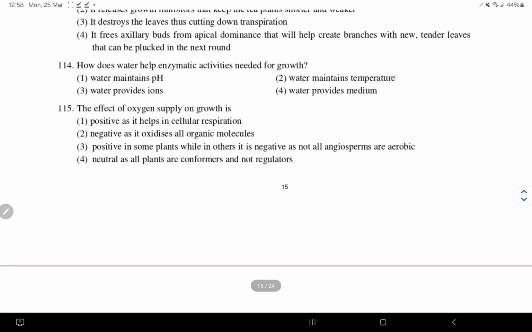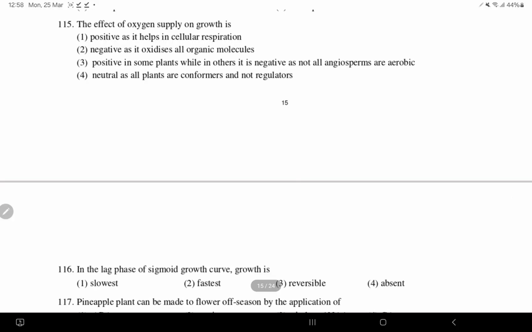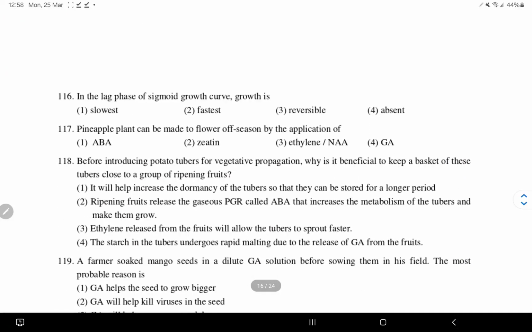How does water help in enzymatic activities needed for the growth? Water provides a medium, that is the appropriate answer. The effect of oxygen supply on growth is a positive effect because it helps in cellular respiration, right? Option 1 is right. In the lag phase of the sigmoid curve, growth is slowest. 1 is the right answer.